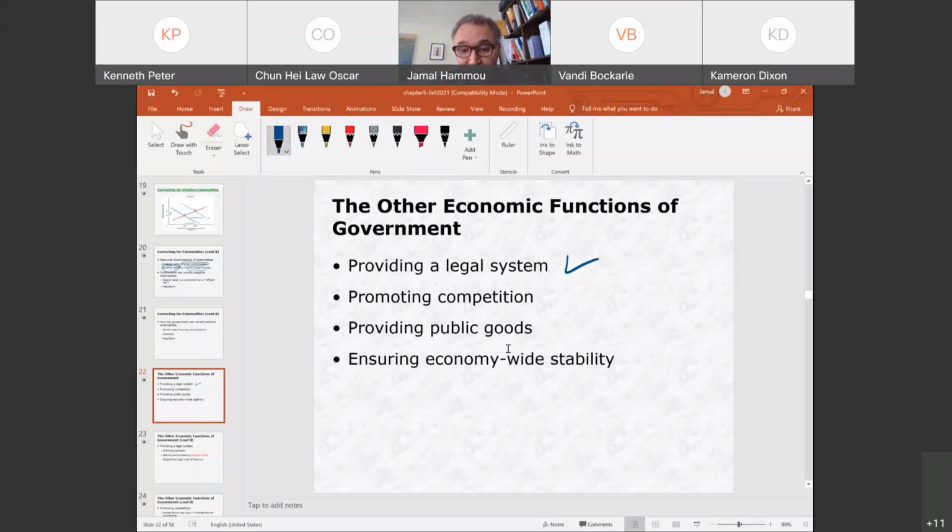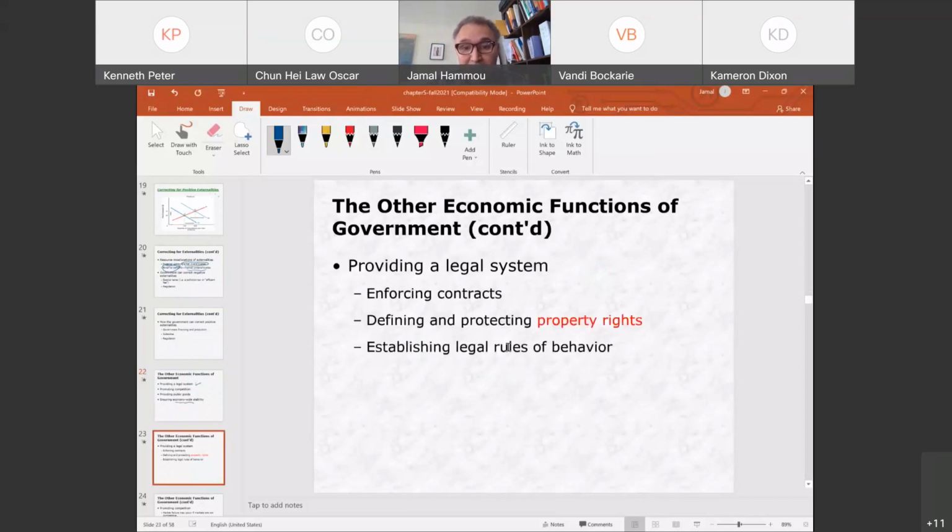Also, the government has to be sure that the economy is stable. If the economy is not stable, it's very hard to have any investments. People will not know what to do. And also the legal system, what does that mean? Government enforces contracts, that's civil law. Government defines and protects property rights, so if you own something, you will be protected. And the government also establishes legal rules for how we behave in society.